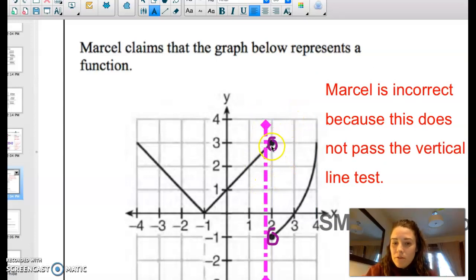But you want to be careful. If this had been an open circle and this one was closed, then it would be okay, because that would mean that that point isn't included. So when you see closed circles, that means that the point is included. Okay, hopefully this helps.